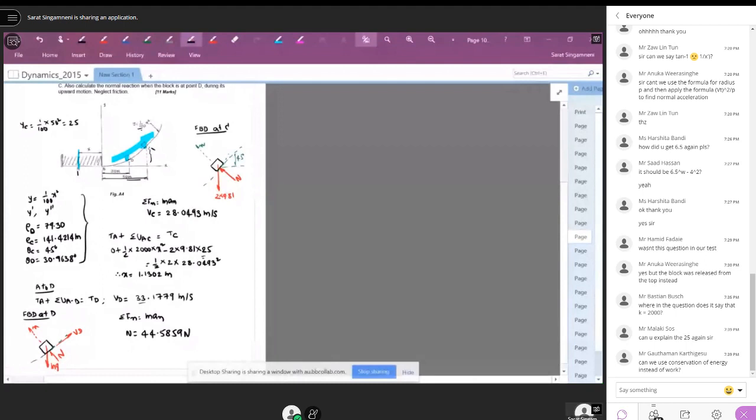The curve is y equal to 1 over 100 x squared. At x equal to 50, y is 1 over 100 times 50 squared, which is 25. The y coordinate at D is 25, which is the height of it.